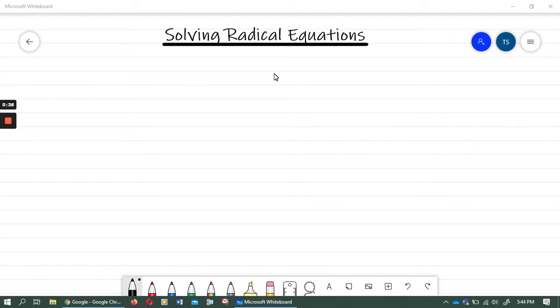We're not going to do that again here, but remember there are different types of radicals. The type of radical equation that we're going to focus on in this lesson is square roots. So we're going to look at solving square root equations. And again, a square root is a particular type of radical.